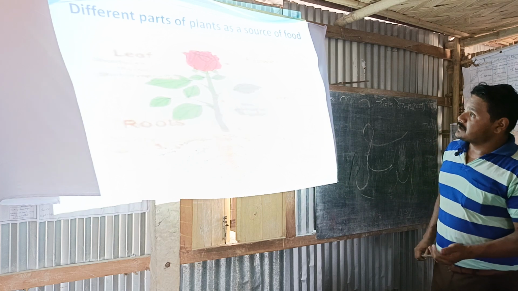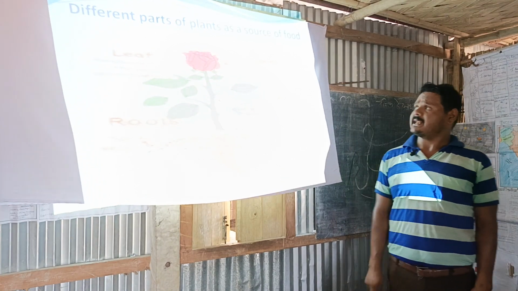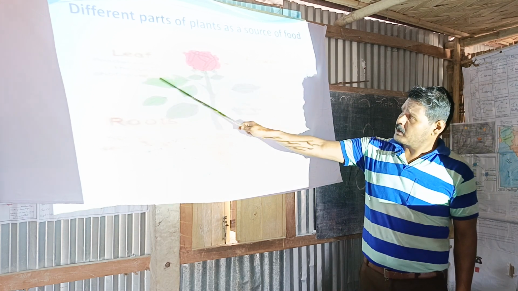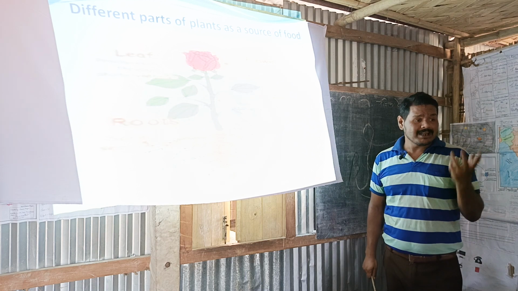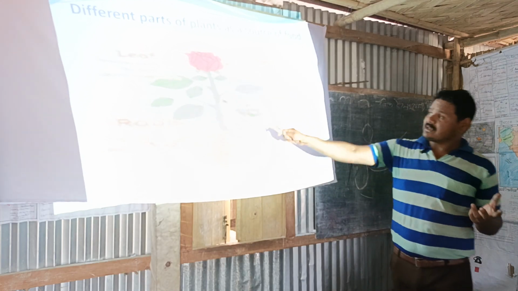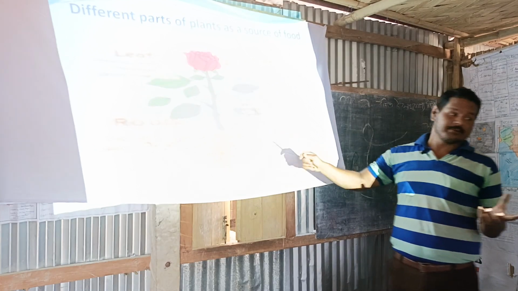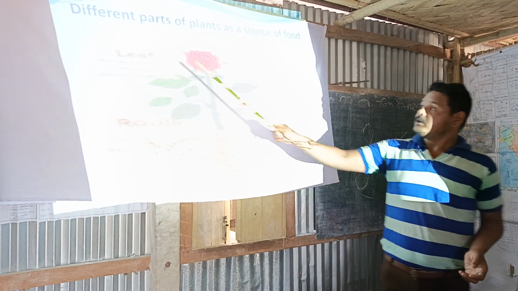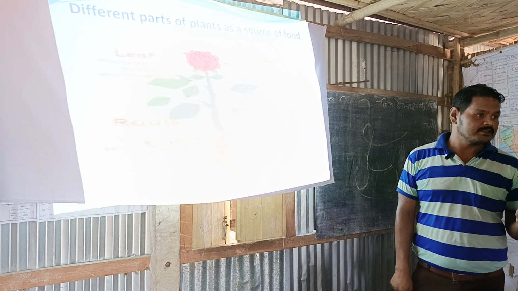Okay. Now, different parts of a plant as a source of food. Leaf produces food through photosynthesis. Now, what does the leaf do for the plant? What does the leaf do for the entire plant? Now we have to think about what the leaf does for the entire plant. Leaf produces food through photosynthesis.